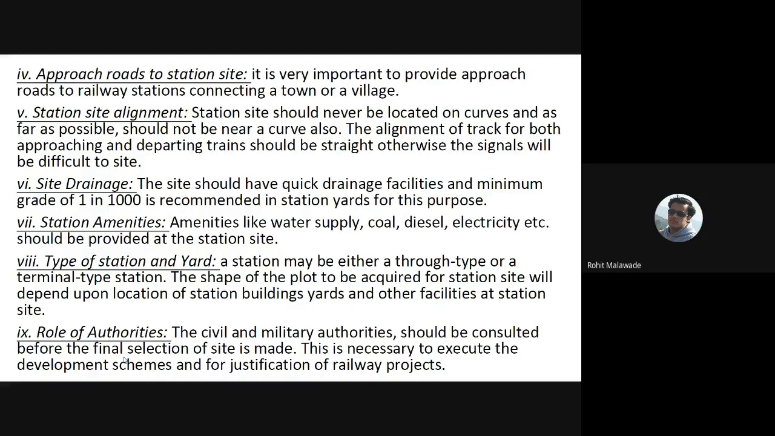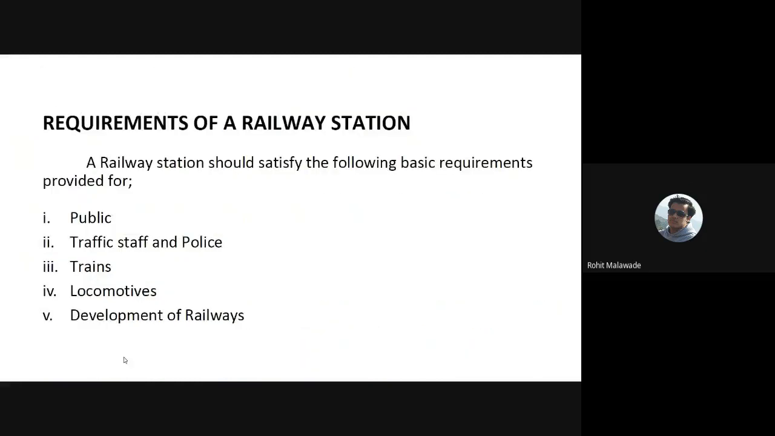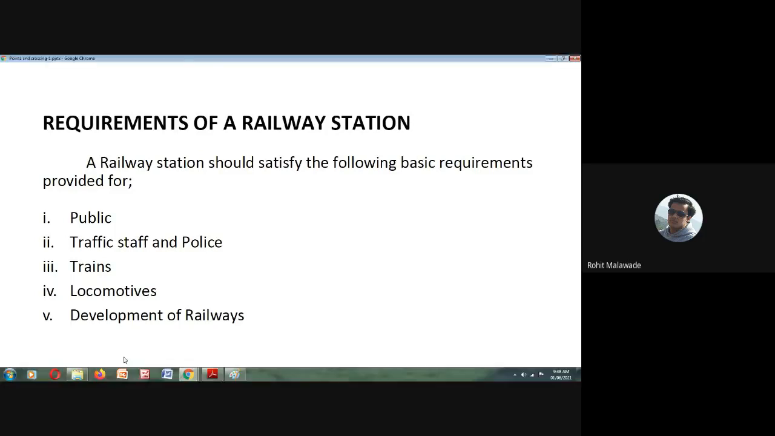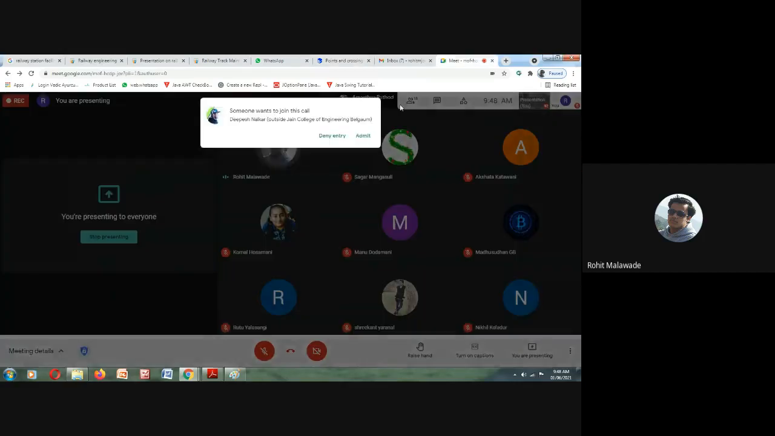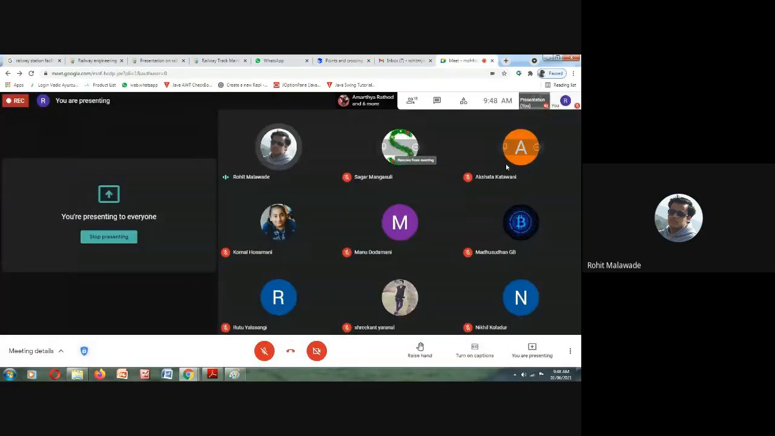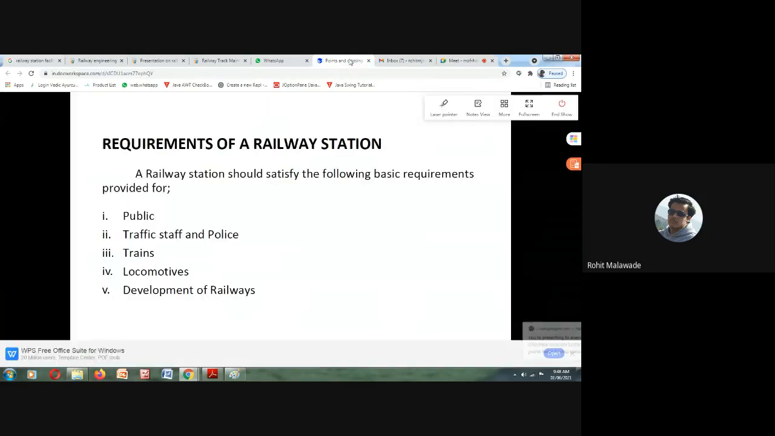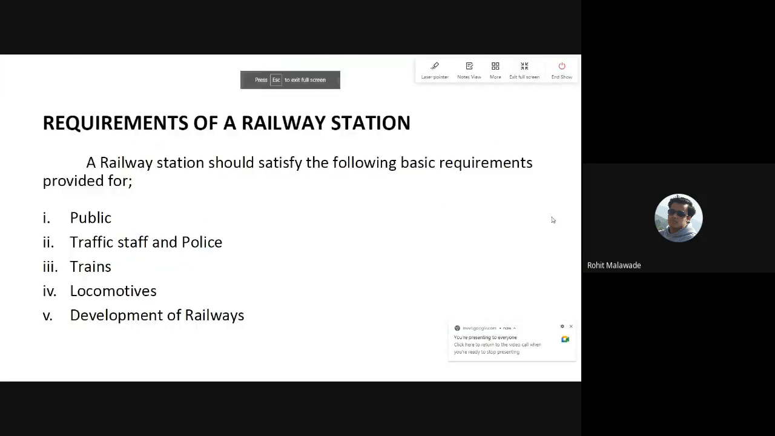And then we should take the permission of the local and the military authority before we have the railway station. Okay, so this is the site selection criteria for railway stations. Okay, this is how your site should be for the railway stations.